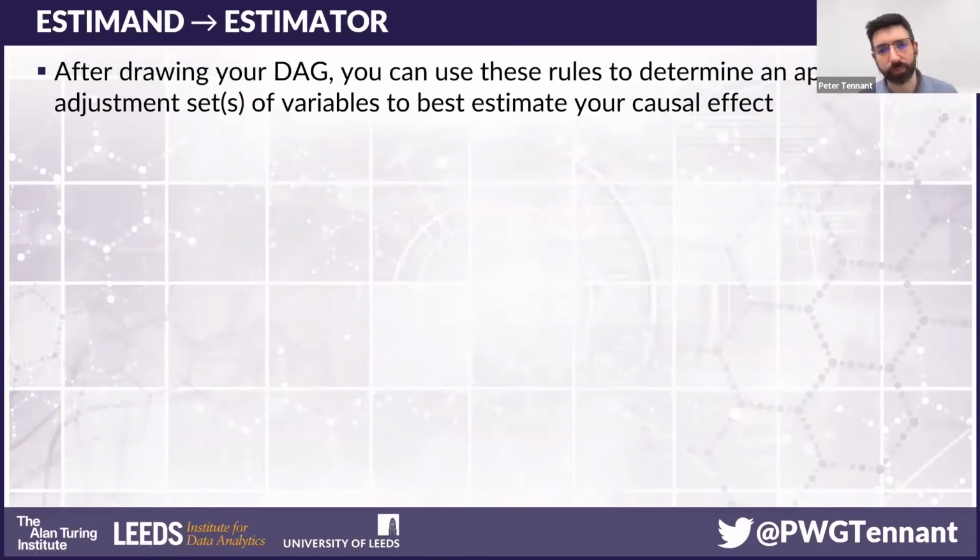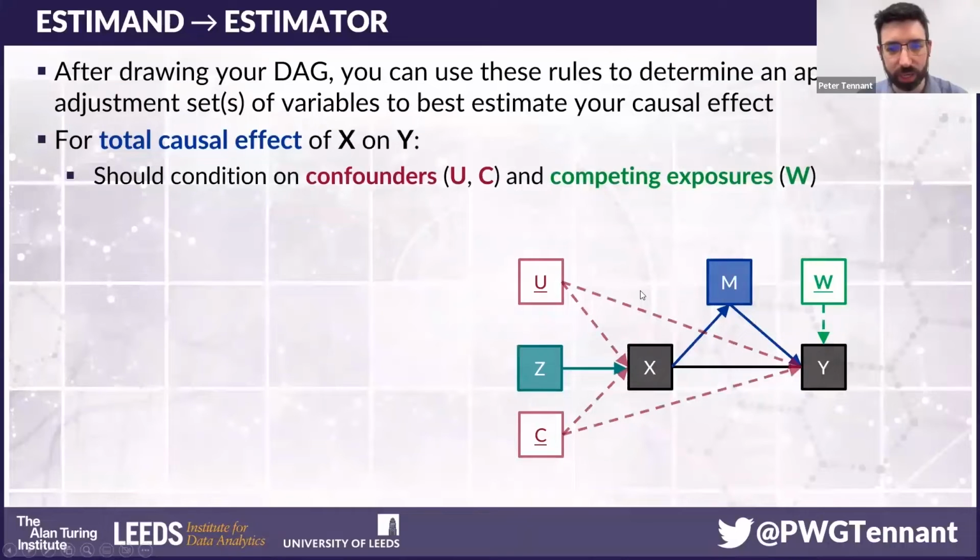Once you've drawn your DAG, and I say that as if you just click your fingers and your DAG is made, you then use the underlying rules in order to determine the appropriate adjustment set to estimate your causal effect of interest. So I've already described quite simply how to do that. For the causal effect of X on Y, given this DAG, we know that we should condition on the confounders U and C, and optionally on this competing exposure W. That in a sense is the underpinning of our statistical estimand, because our statistical estimand would tell us that we would need to condition on U and C.